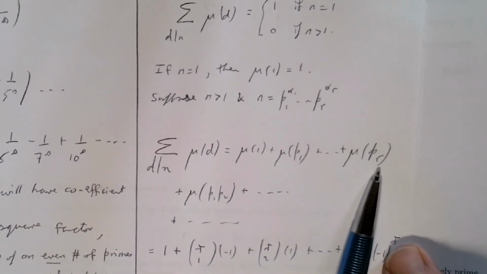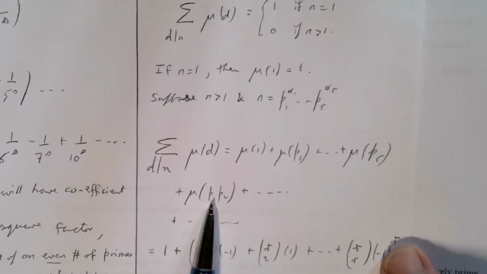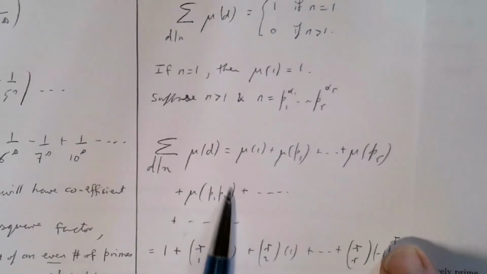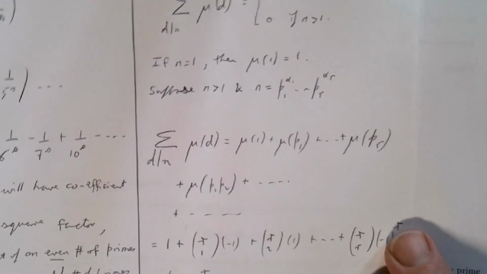That's taking them in a single fashion. And then I could take these in pairs. I could have p1 p2, or p3 p5, and so on. So I get the sum. I get mu of the pairs of prime factors out of this, and then I'll get mu of triples of prime factors, and so on.